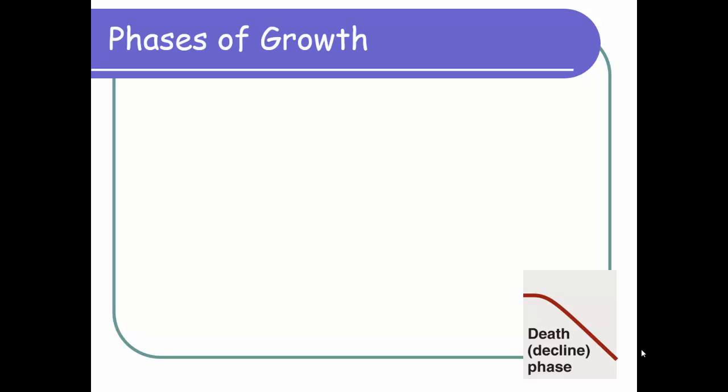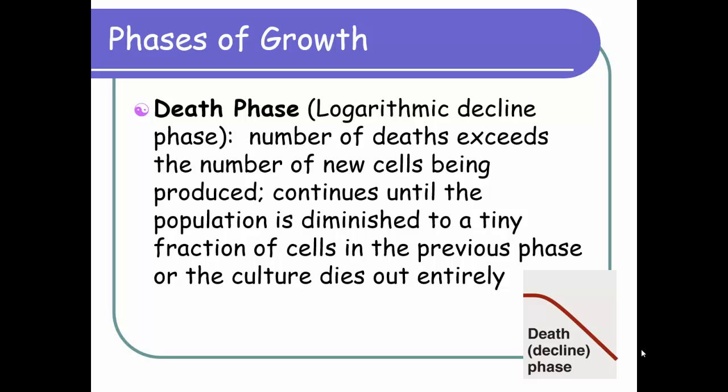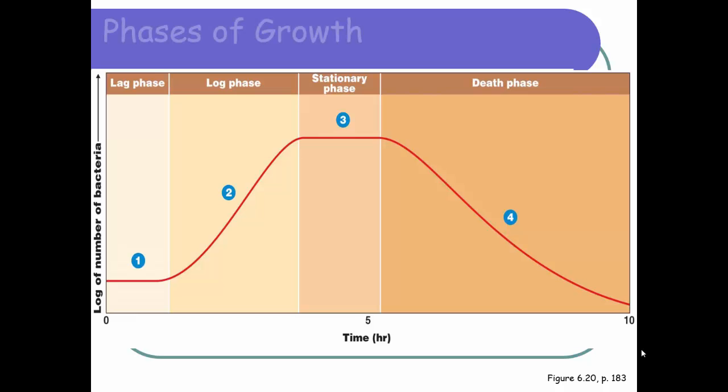If, again, nothing changes in the environment, we then enter the death phase, and this is a logarithmic decline. The number of deaths now exceeds the number of new cells being produced, and this will continue until the population is diminished to a very tiny fraction of cells in the previous phase, or the culture dies out entirely. That's why when I start a culture in the laboratory for stock bacteria, I have to periodically take a few of those cells and put them into a new environment where there's plenty of nutrients and no waste products. Otherwise, the culture will completely die out. So, this shows these phases of growth. You can apply this to any population, be it microorganisms or macroorganisms.